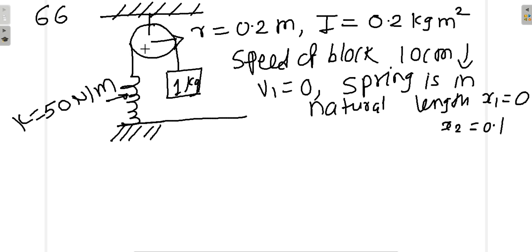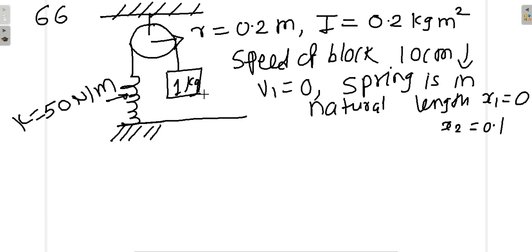Okay, let me redefine the problem here. There is a pulley whose radius is 0.2 meters, whose moment of inertia is 0.2 kilogram meter square. One end is attached to a spring with a force constant of 50. The other end is attached to a block. The system is released from rest. Initially the spring is in the free length, it is not elongated, it is in the natural length.